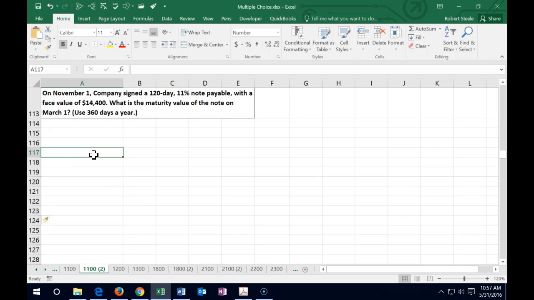Next one says that on November 1st, the company signed a $120 11% note payable with a face value of $14,400. What is the maturity value of the note on March 1st?